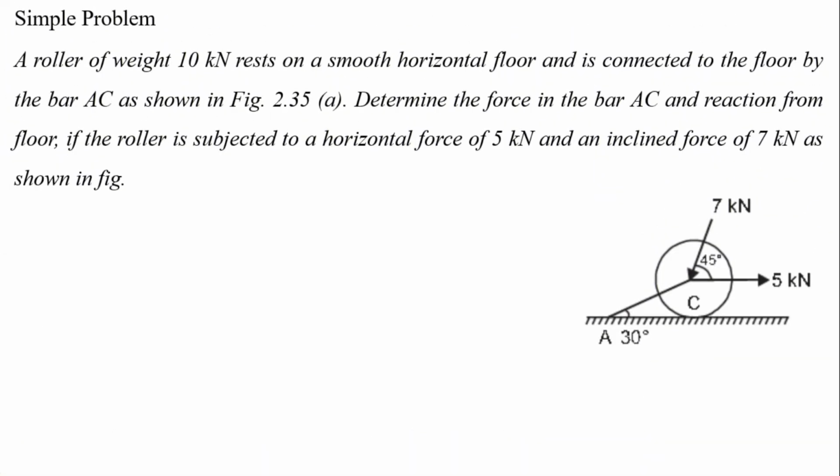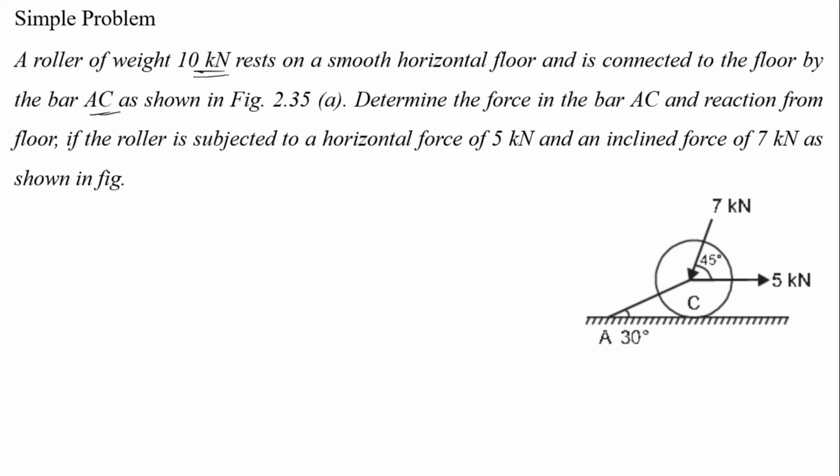Let us discuss a simple problem. A roller of weight 10 kilonewton rests on a smooth horizontal floor and is connected to the floor by the bar AC as shown in the figure. Determine the force in the bar AC and the reaction from the floor.